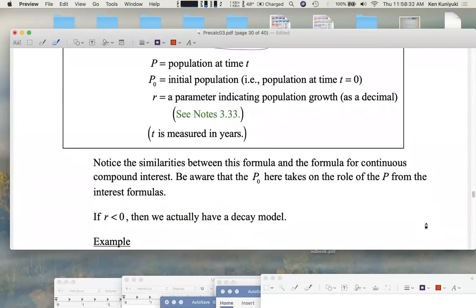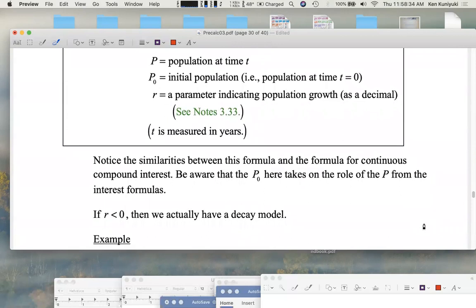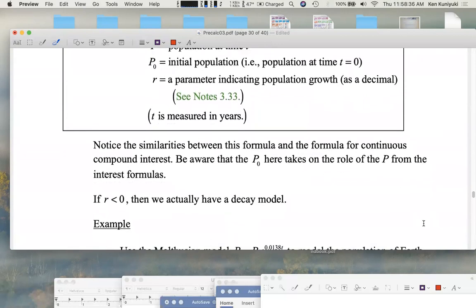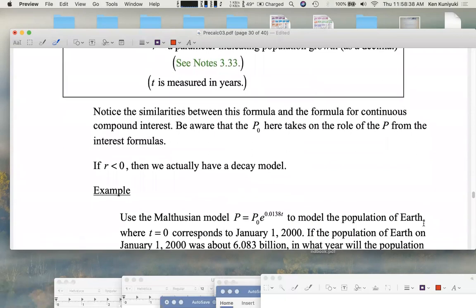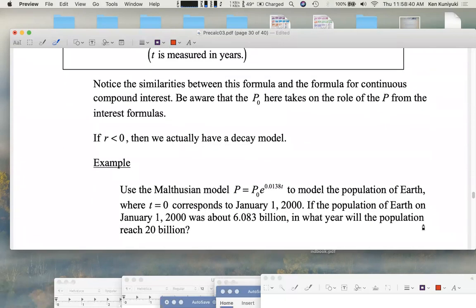If R is negative, then we have a decay model. That means that population is shrinking. All right. So for example, and this is based on old data near 2000, use the Malthusian exponential model, P equals P naught e to the 0.0138 t, to model a population of Earth, where t equals 0 corresponds to January 1st, 2000.